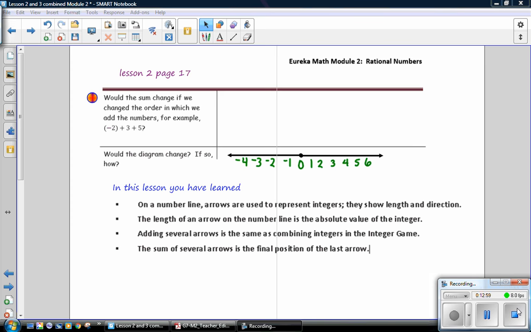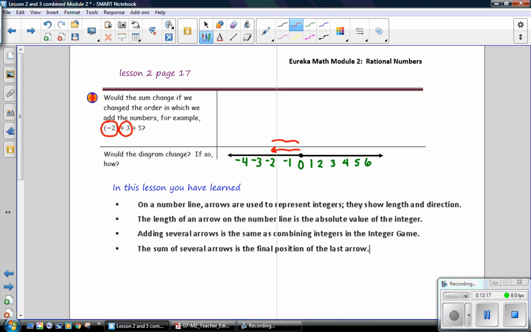Would the diagram change, and if so, how? So let's model this problem on the number line. Our first integer is negative 2, so we start at 0 and we go 2 to the left because it is a negative number. Then our second number is 3. It's positive, so we go to the right, and it's 3 units long. 1, 2, 3. For our third integer, it's positive, so we go to the right, and it's 5 units long. 1, 2, 3, 4, 5. And the number you end up at is your sum. So would the sum change? And the answer is no, the sum does not change.